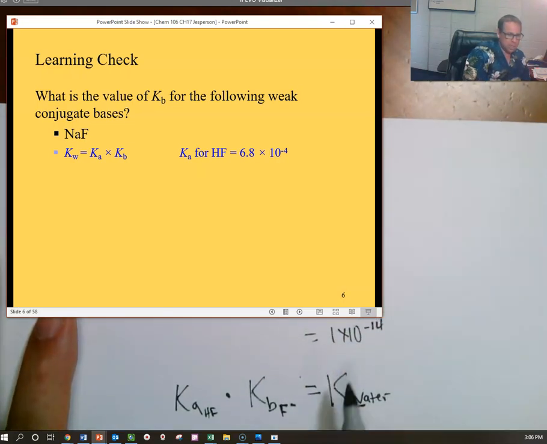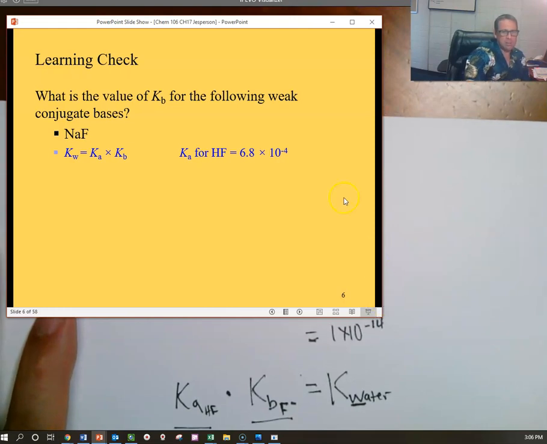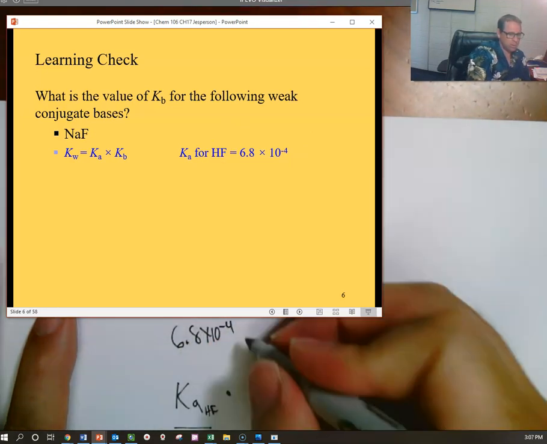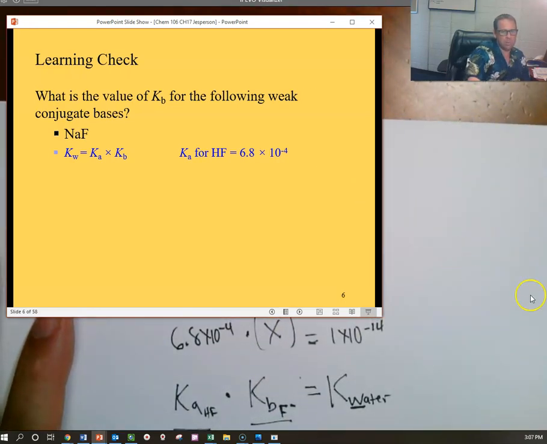All right. So because we know 1 times 10 to the minus 14 is always going to be the product of the Ka and the Kb of a compound, and here they gave us the Ka for this acid, 6.8 times 10 to the minus 4, we can solve for our Kb simply by taking 1 times 10 to the minus 14 and dividing it by the Ka.